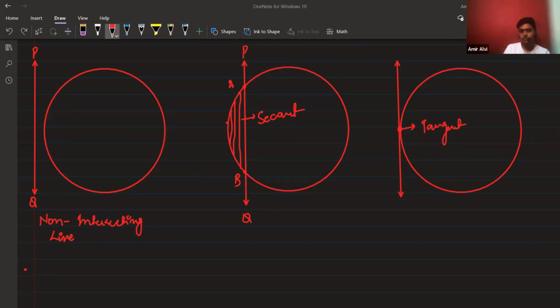Okay, clear? For a secant there will be two common points, and for a tangent one common point. And this point is called the point of contact.